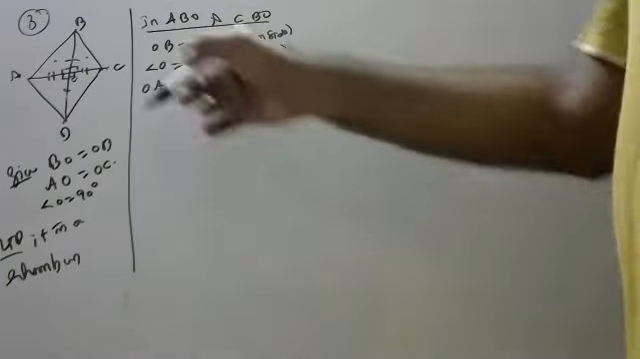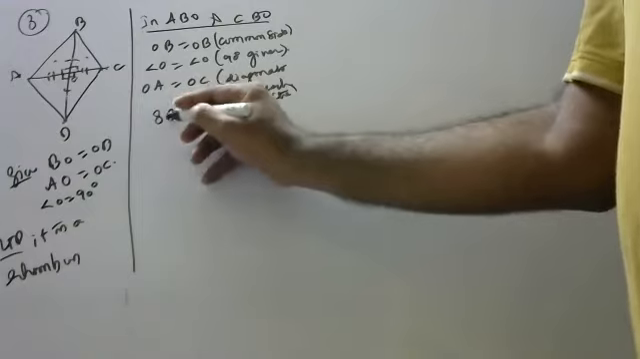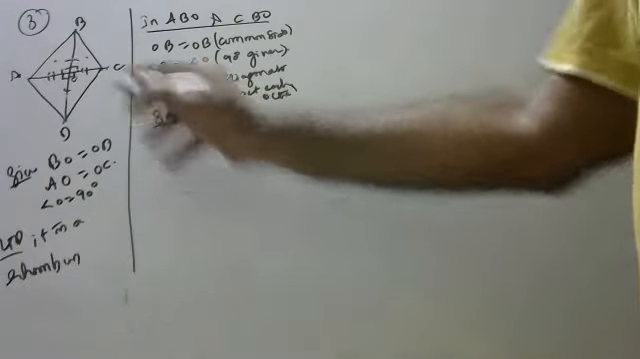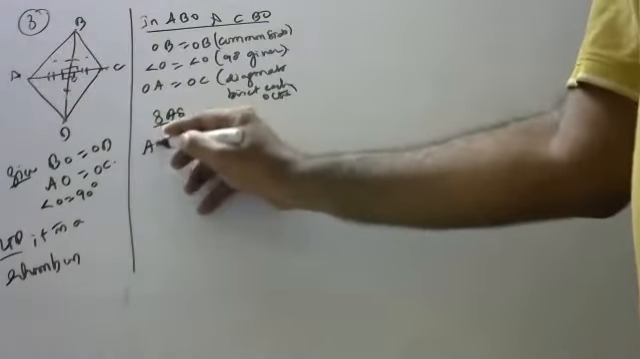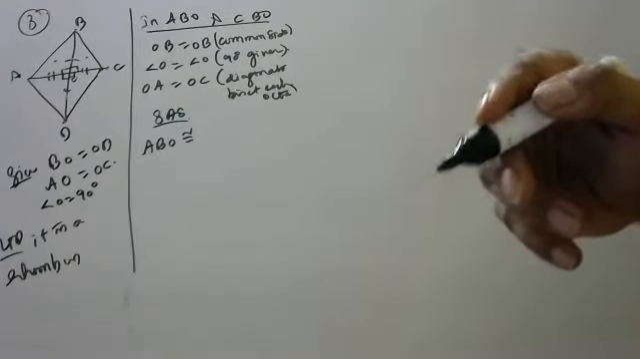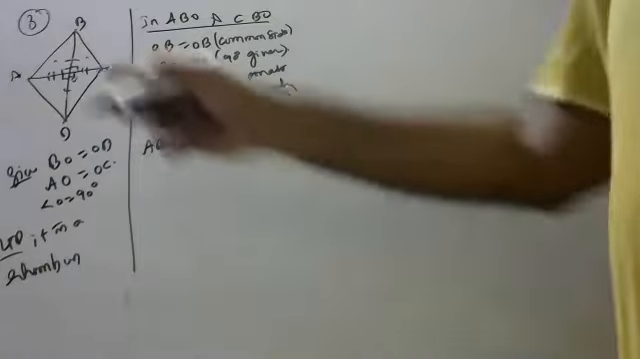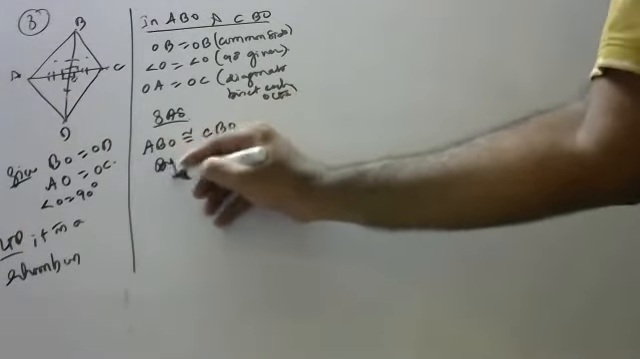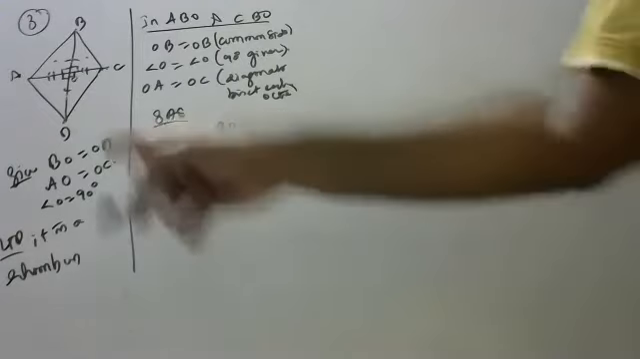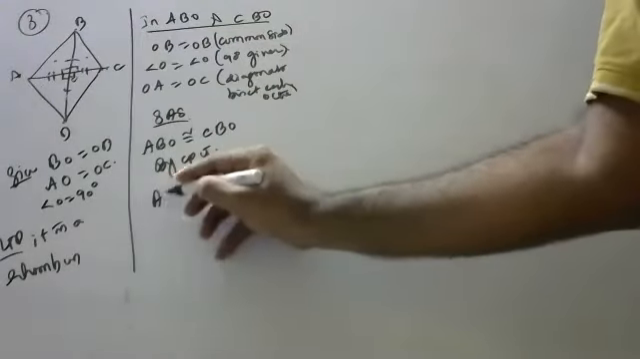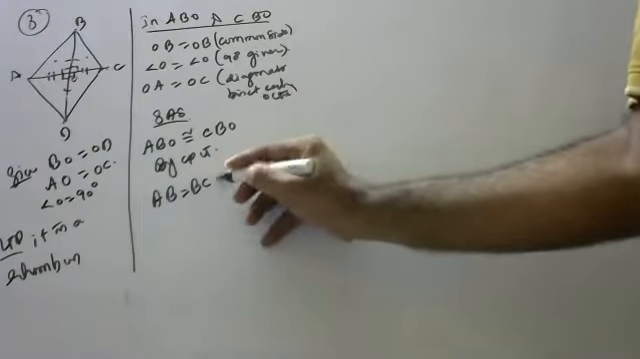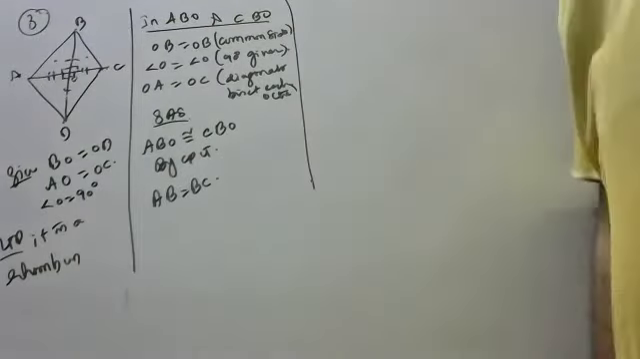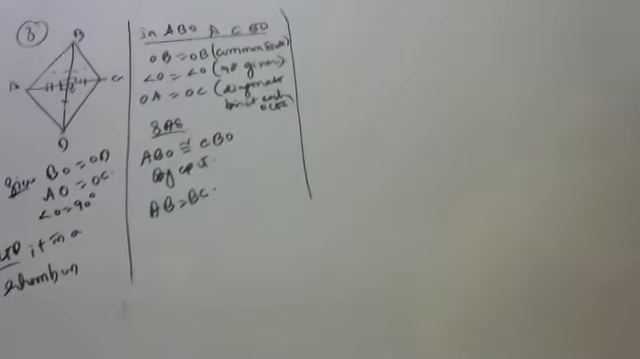So children, by SAS congruency, we can say that ABO is congruent to CBO. Try to understand. ABO is congruent to CBO by CPCT. Children, by CPCT, we can say AB is equal to CB. Okay, children. I hope you understood this. No, sir, we didn't understand this.